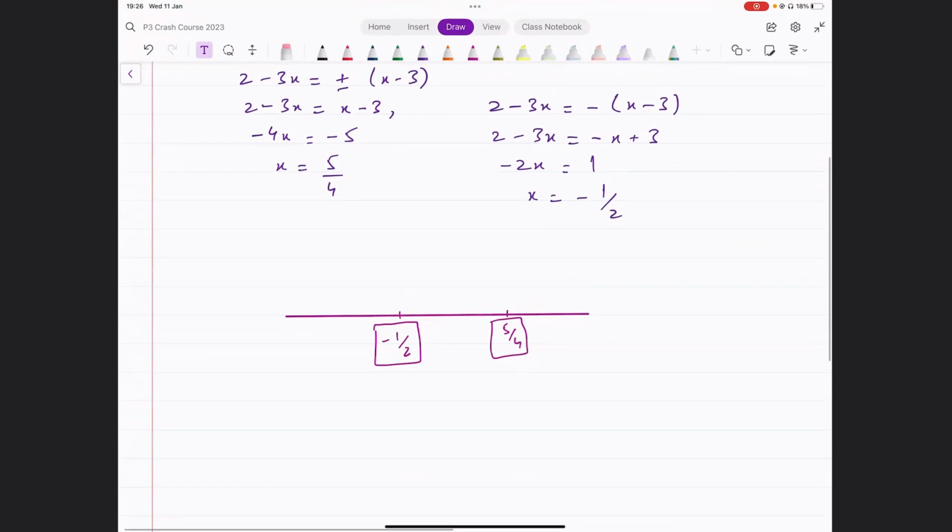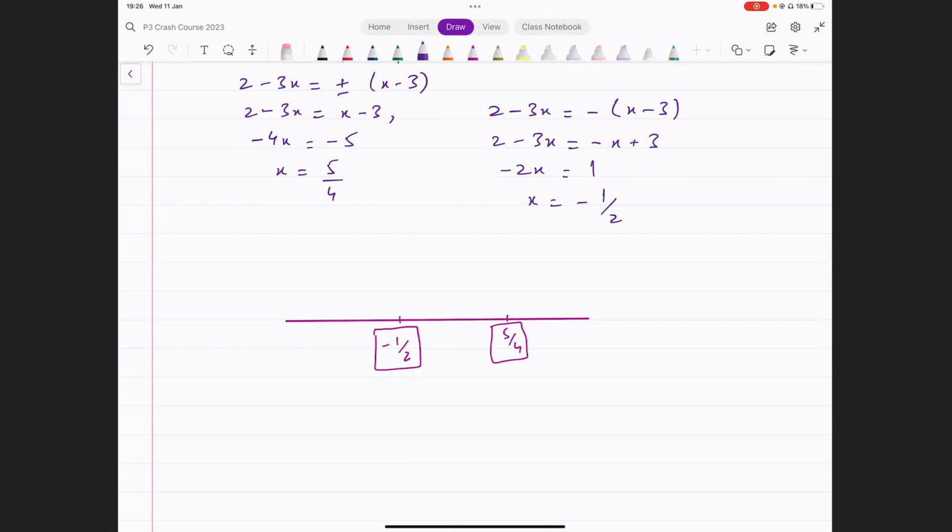Okay, so we've got 3 different regions here. One towards the left of minus 1 over 2. To the left side of minus 1 over 2, we could take minus 1, for instance. Between minus 1 over 2 and 5 over 4, we could take 0. And greater than 5 over 4, 5 over 4 is 1.25. So 1.25 is a bigger number. We could take 2, for instance.